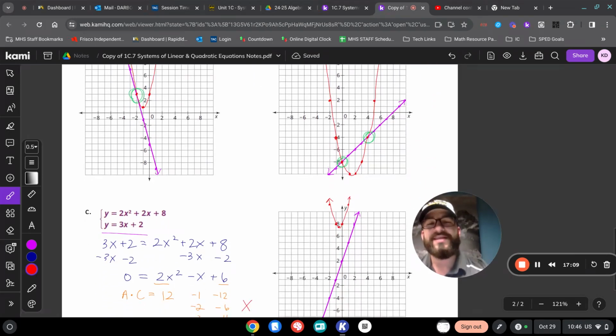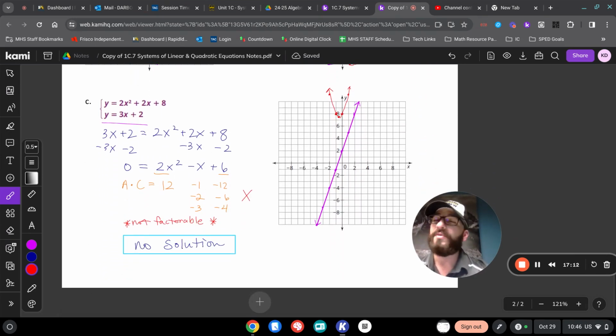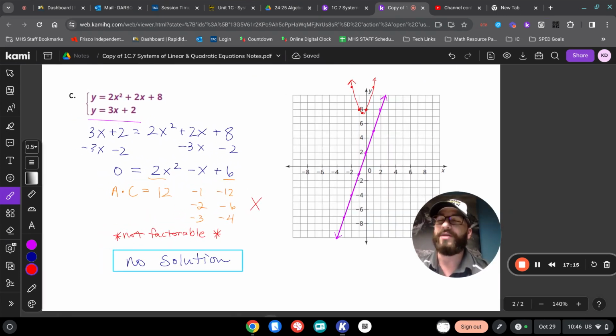All right, our very last one, C. C was a little wonky, and I probably was a little bit mean because you probably sat there and thought about C for a really long time before you hit play again. But C is unfactorable. When we set them equal to each other, get everything on one side, we get 0 is equal to 2x squared minus x plus 6. A times C does give us 12, and we want factors of 12 that add up to -1. And because that 6 is positive, those factors have to both be negative. So -1 and -12, -2 and -6, -3 and -4. There is no way we can make those add up to -1. So this is not factorable, which means this has no solution.